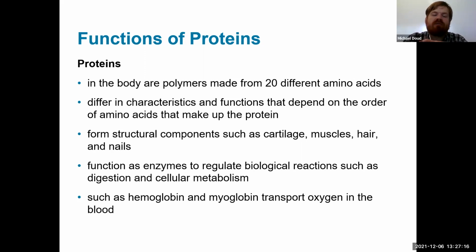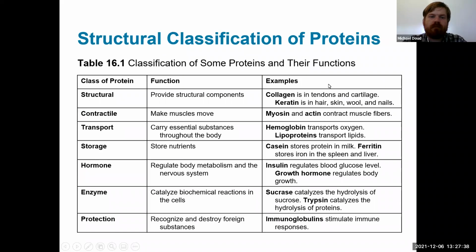And then finally, you also have proteins like hemoglobin and myoglobin to transport oxygen in the blood. So these are just some of the functions of proteins. They're the workhorse of the human body. They do a lot of these things. They're always at the active site of whatever is going on. So proteins are almost always involved in virtually any biological process.